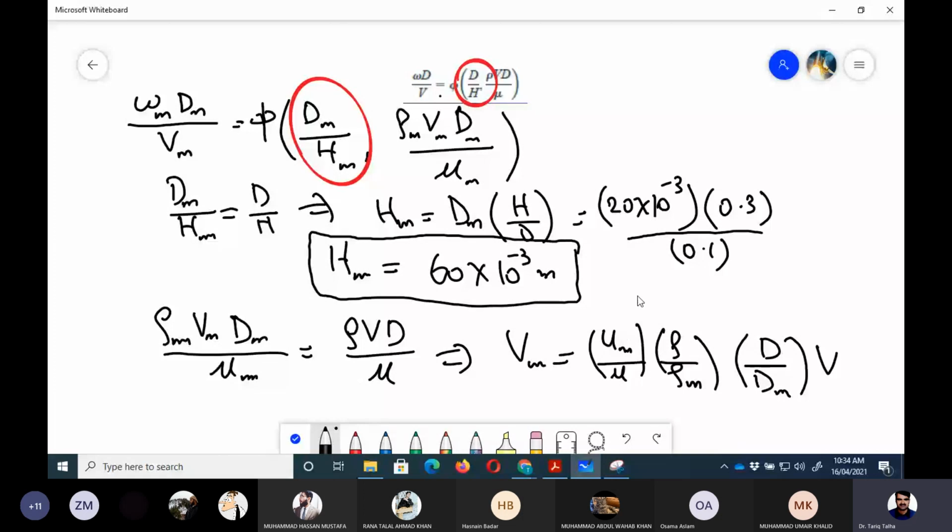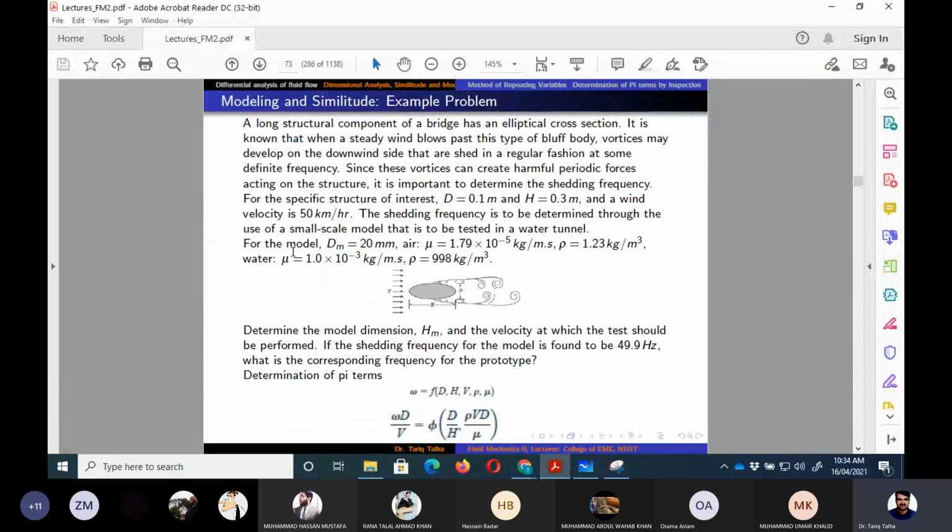So now we know all these values. Because we are conducting the test in water tunnel, this μ, which is the viscosity of water, that would be μ_m, and that ρ_m would be 998, right? And actual system is operating in air, so that would be μ, and ρ would be for the prototype. And then velocity, that is given in 50 kilometer per hour, so we need to multiply this velocity with 1000 and divide it with 3600 to get it into meter per second.